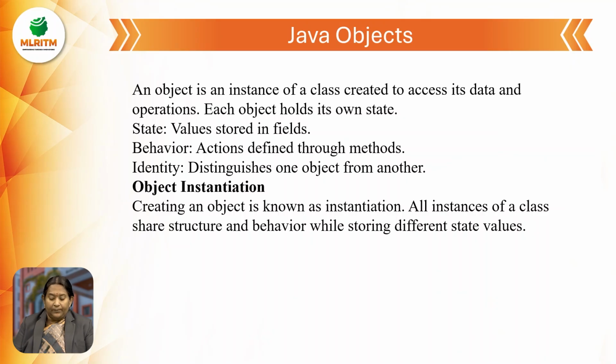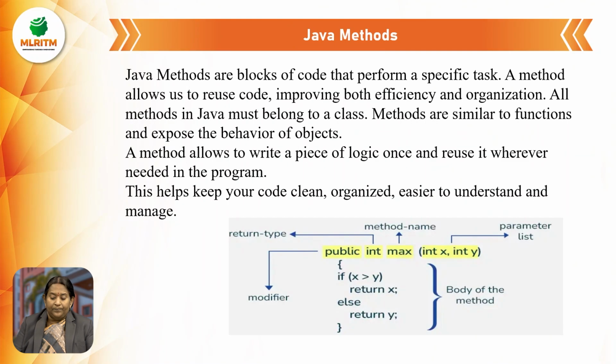Object instantiation. Creating an object is known as instantiation of an object. An object is created for a class. To call or invoke a class, we will create an object, and it is called instantiation. All instances of a class share structure and behavior while storing different state values.